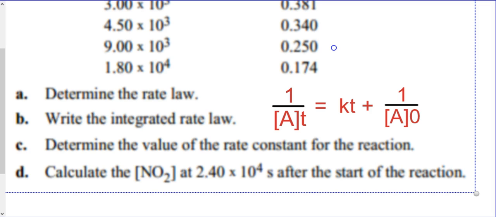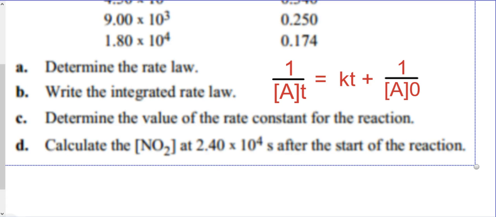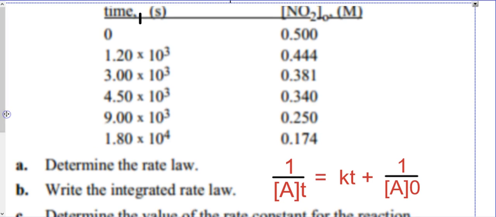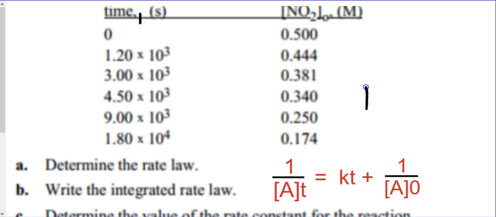I can scroll back up. All right, I'm going to scroll back. Okay. So the way you would do this is just set your calculators up. When you graph, the one that is most linear was intended to be your second order, right? And then you just find the slope of that.